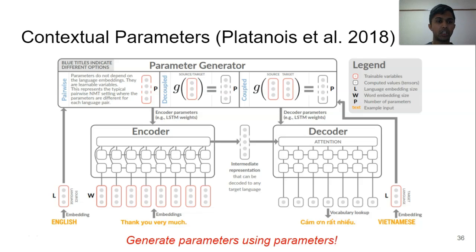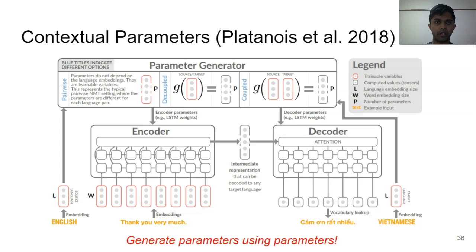You have English embeddings, you have Vietnamese embeddings corresponding to the language tokens. And then these, once fed to the parameter generator, will generate parameters for the encoder and decoder. And then the encoder and decoder can perform the computation. During learning, the encoder and decoder parameters are updated, but this actually results in the parameter generator parameters being updated. So what we are essentially doing is generate parameters using parameters.